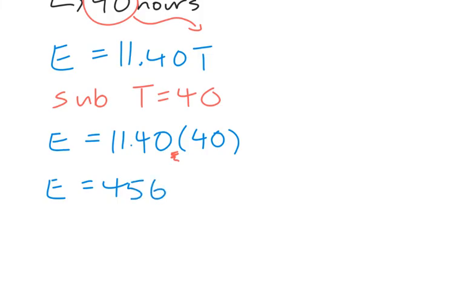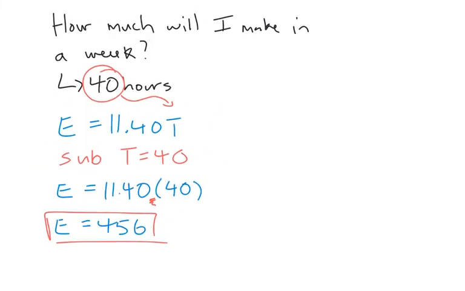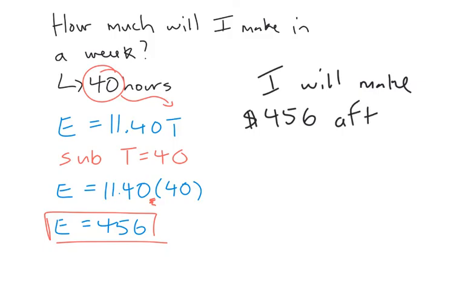Okay? And you can always write a concluding statement. I'm going to do that to set a good example for you guys. So I will make $456 after working 40 hours at minimum wage.